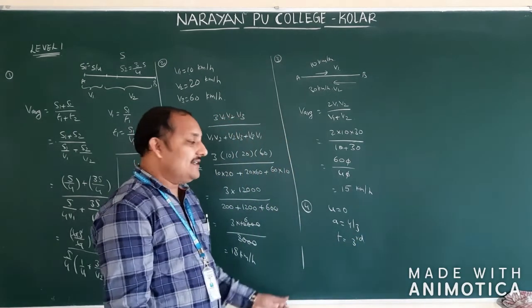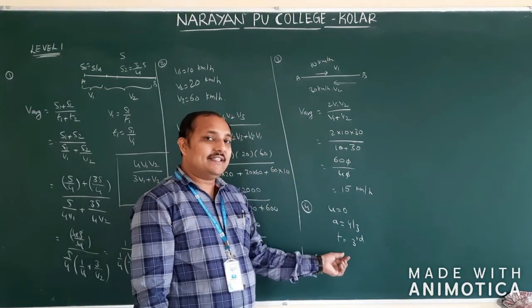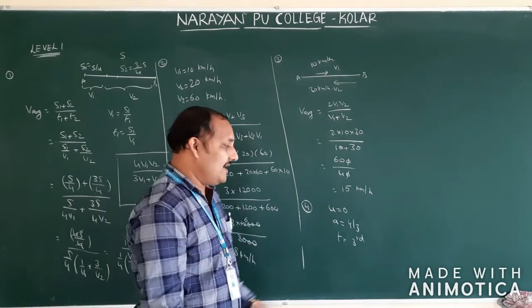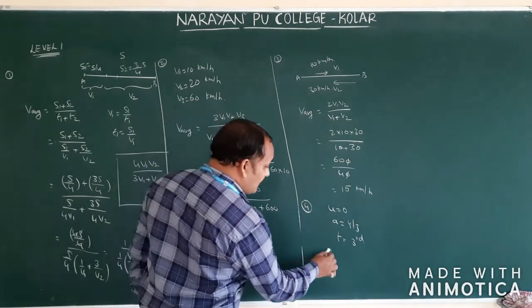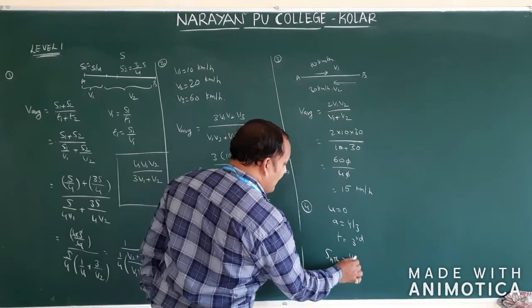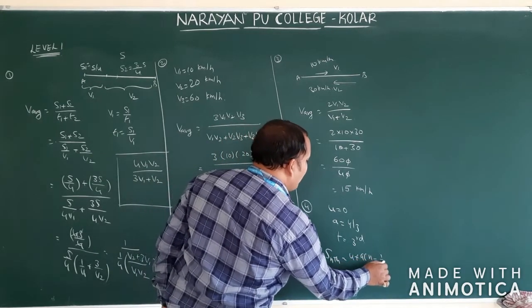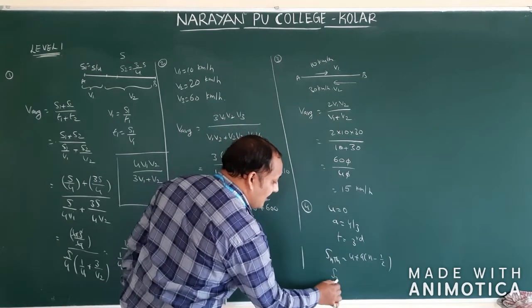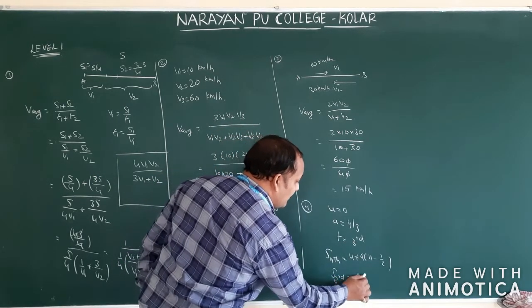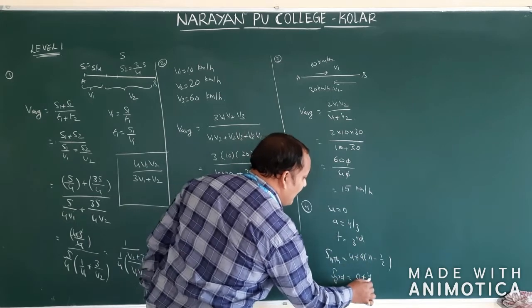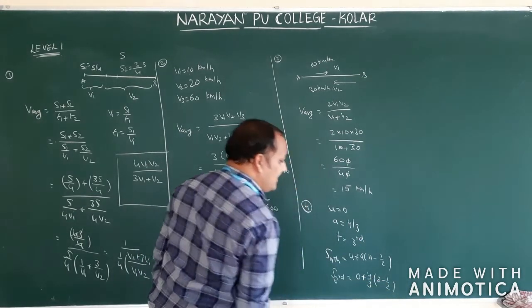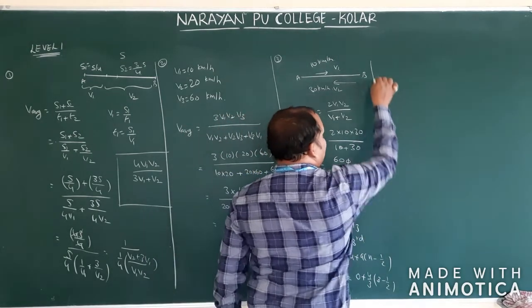They didn't ask distance covered in 3 seconds. They asked distance covered in the third second. Third second means the nth second formula you have to use. S nth second formula: u plus a into n minus 1 by 2. Here n is 3. S third second is equal to 0 plus a value 4 by 3, n value 3, minus 1 by 2.